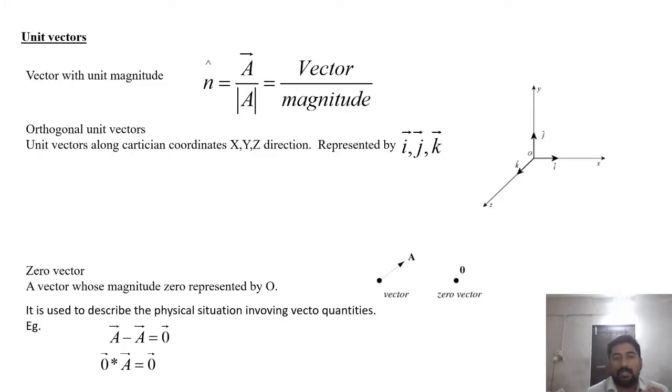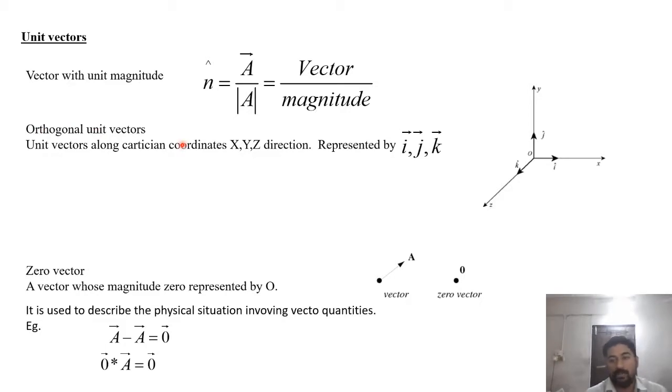So it is a vector divided by its magnitude. What will vector a divided by its magnitude be? It is a unit vector corresponding to a. This is important. A vector divided by its magnitude will give the unit vector corresponding to that vector. So the second term you have to know is orthogonal unit vectors.